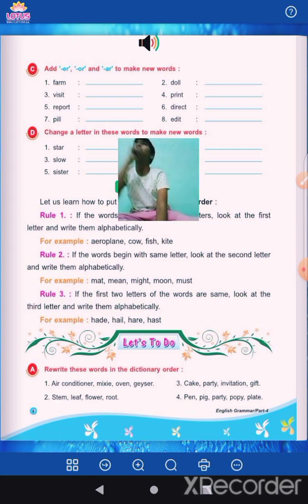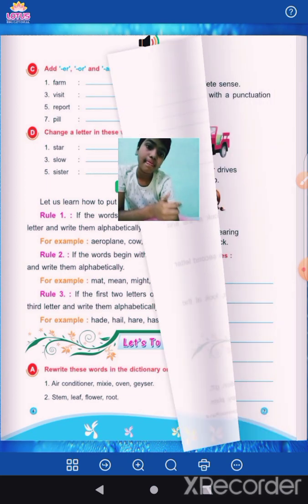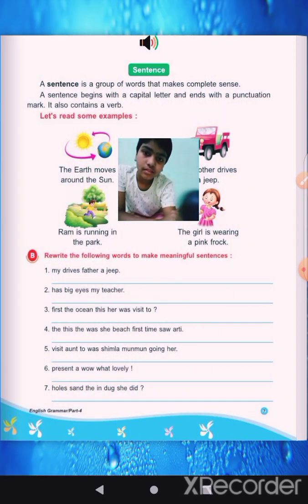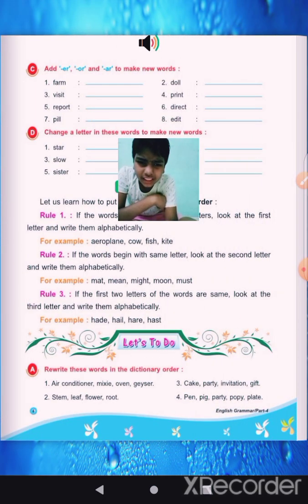Rule 3. If the first two letters of the word are the same, look at the third letter and write them alphabetically. For example, head, hail, hair, heart.